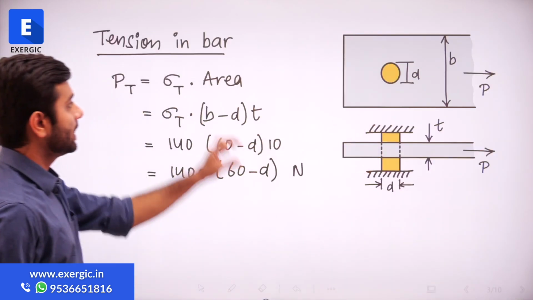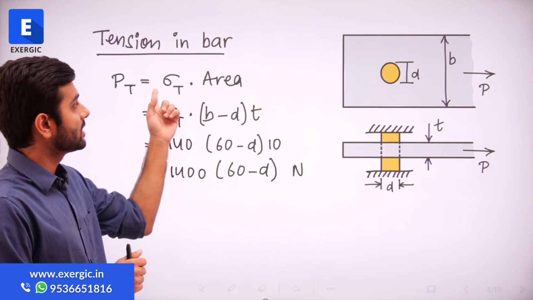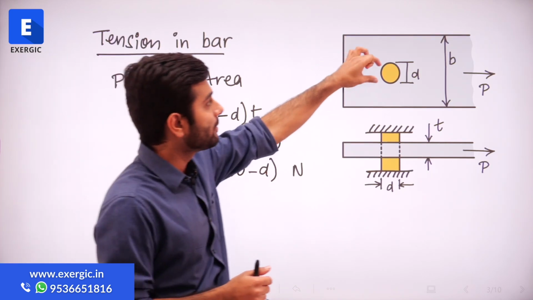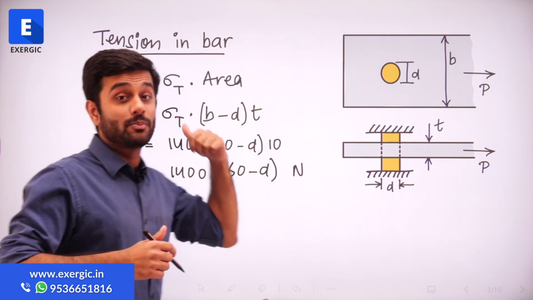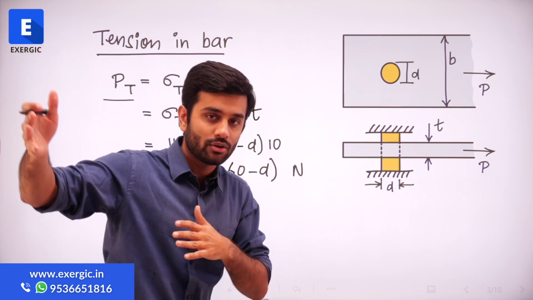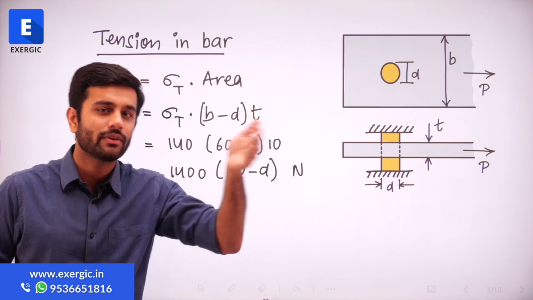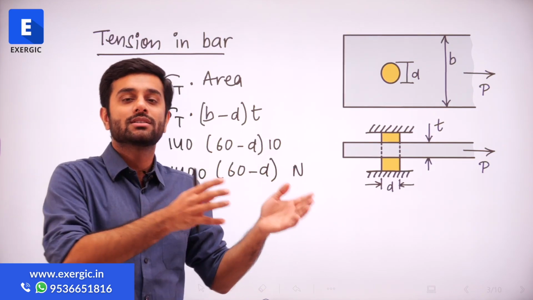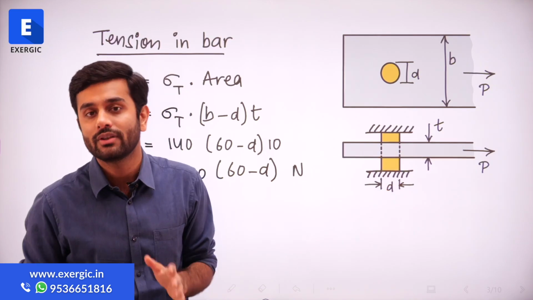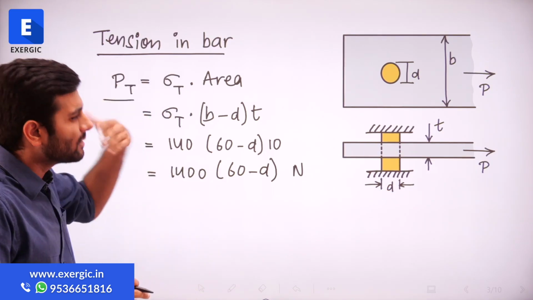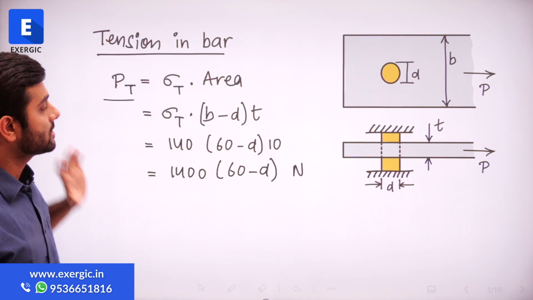So as we have done here, the expression for the tension in the bar you can find out by sigma t multiplied by area. Area is (b minus d) multiplied by t. Now, PT we have written. As we know, this PT is not some other value of P. It's the same value of P, but this same P we will find for different cases: for tension, compression, shear, or if other values are also given, accordingly 4 or 5 different values we will find. So this PT is some value of P only, right, when we are only analyzing the tension in the bar.